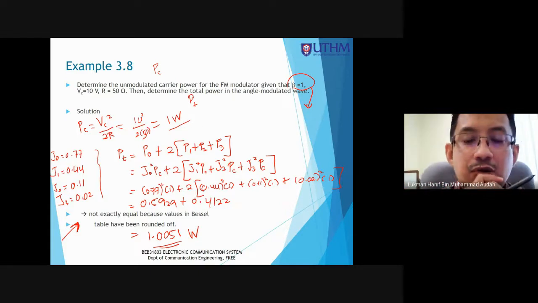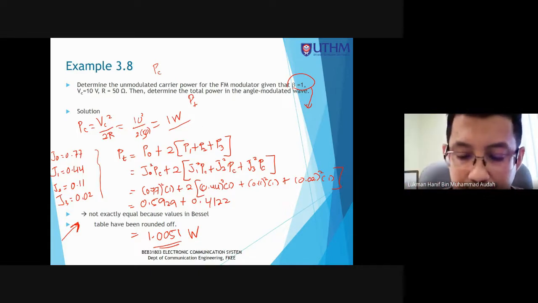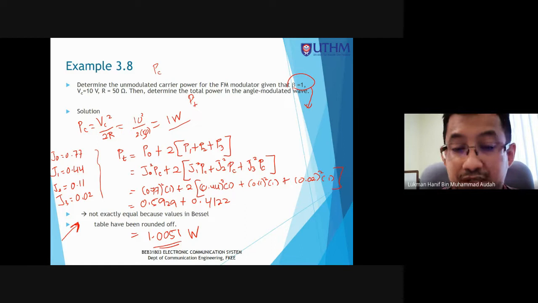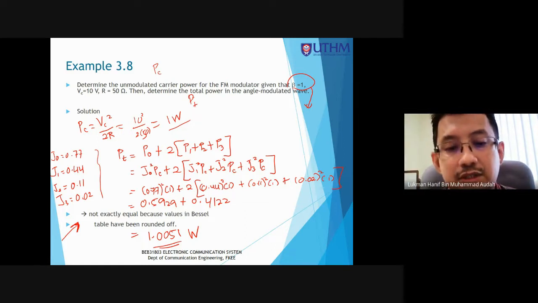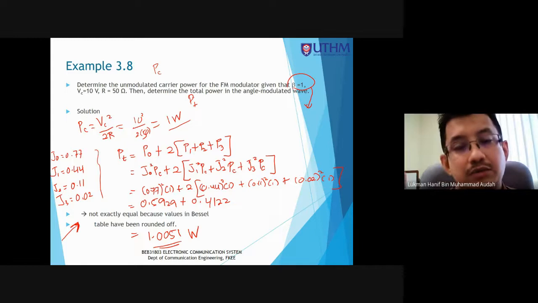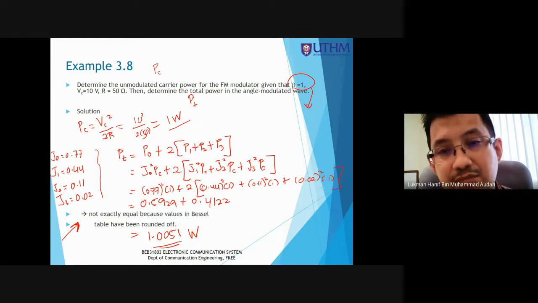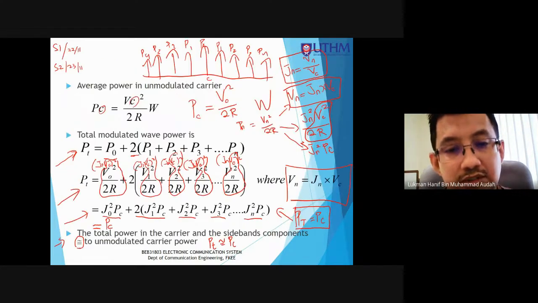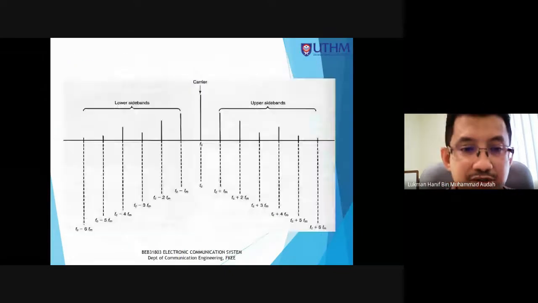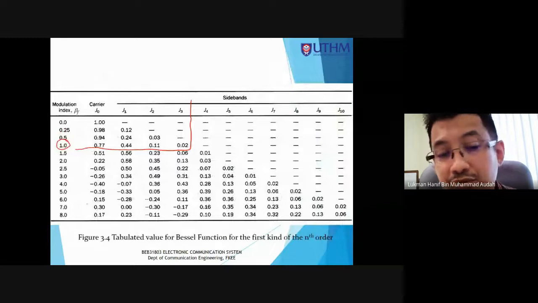So when we want to look at the Bessel table, we need to know the beta parameter. If we don't know the beta parameter, we cannot refer to the Bessel table. That's the first thing. Beta is given in the question, so that means I can go back to the table. Thank you for asking the question, because you need to know how to use the table.